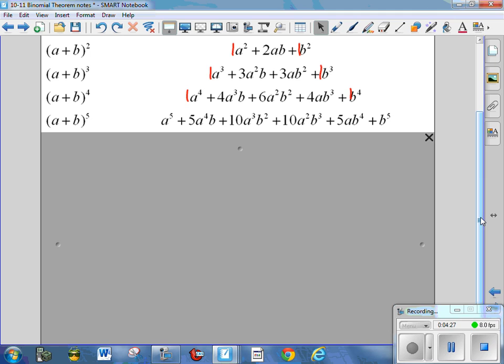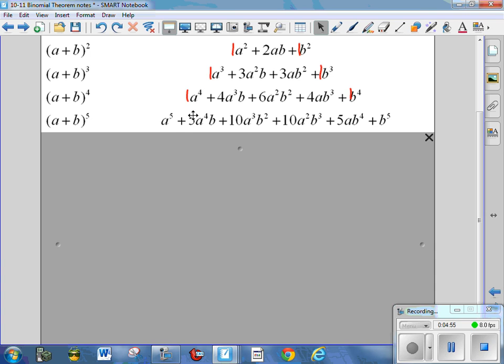Notice that we start out with a to the fifth, then a to the fourth, a to the third, and so forth, counting down. The b's count up: b to the 0, b to the first, b squared, and so forth up to b to the fifth. Notice that when this is raised to the fifth power, there's actually 6 terms, because you start out with 5 and end up with 0 for each of the variables, or start out with 0 and end up with 5. So you're going from 0 to 5 or 5 to 0, so there's 6 terms.